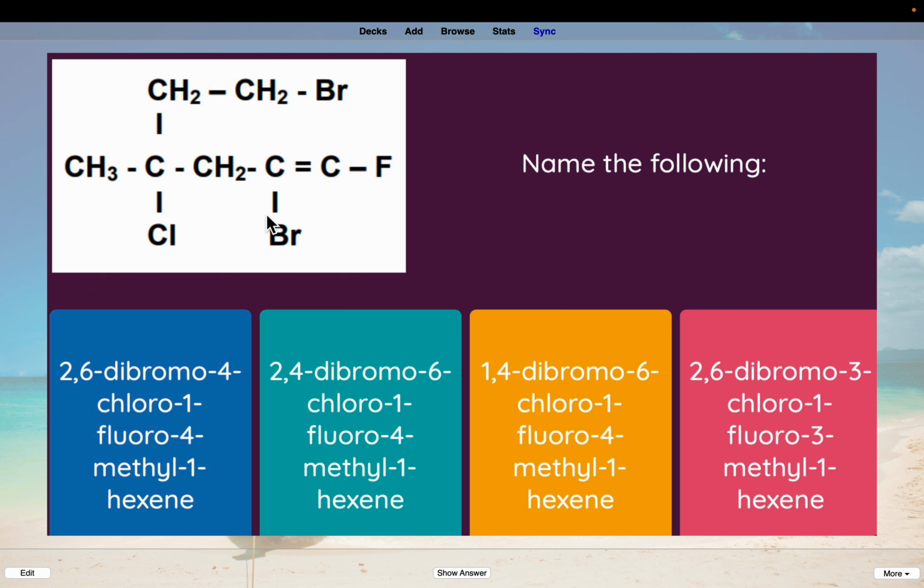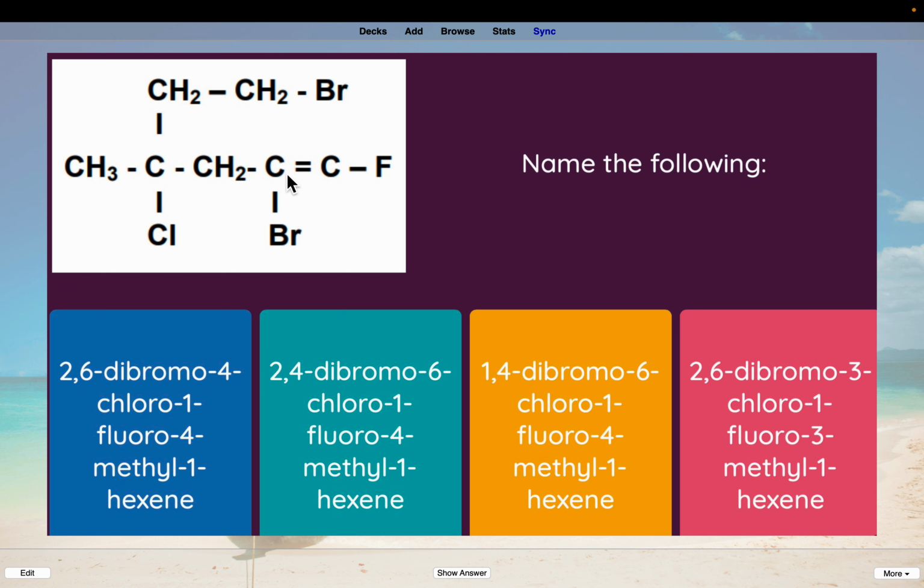For chloro, in the fourth carbon we find chlorine. 1-fluoro, and 4-methyl. Yes, methyl is correct, and it's attached to the fourth carbon. So the red choice is wrong because it says 3-methyl.